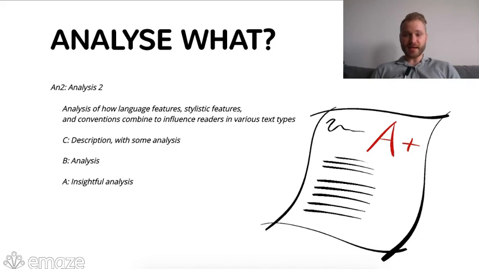Well, the second analysis performance standard is an analysis of how language features, stylistic features, and conventions combine to influence readers, or in this case, viewers, in various text types. So we're analyzing that in terms of the film. You can describe what has happened, and that can give you a C grade. Description with some analysis means it was generally okay. The B grade is a simple analysis, and to get the A grade, you really have to be insightful and go above and beyond.